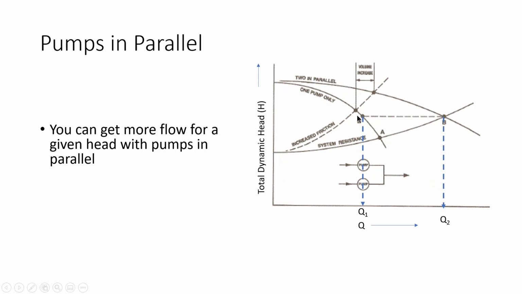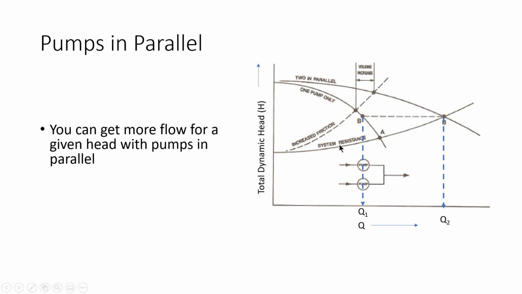But if I have two pumps in parallel for that same head, I can extend this curve all the way and get a flow rate Q2, which is much greater than Q1. So the advantage of adding two pumps in parallel is that you get more flow.